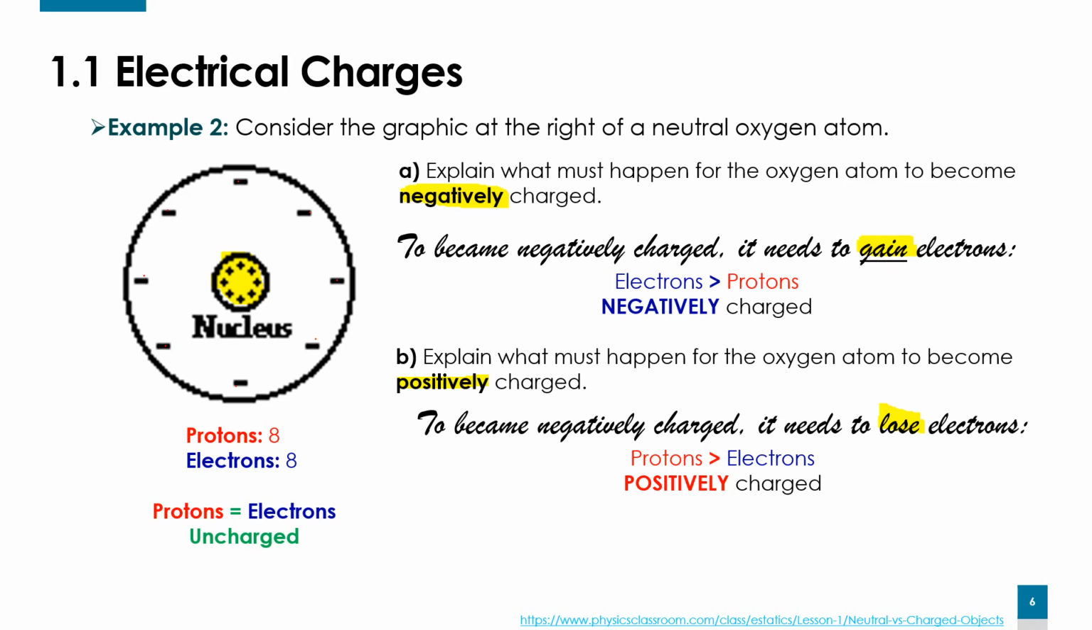So when I ask you what needs to happen, don't say he needs to get protons. No, this doesn't happen. We are not talking about nuclear energy. We're talking just about the electrosphere. So just think about electrons receiving or losing. If I want to be negatively charged, I need to receive electrons. If I want to be positively charged, I need to lose electrons. And that's it. Don't change the number of protons ever. Okay, next example.